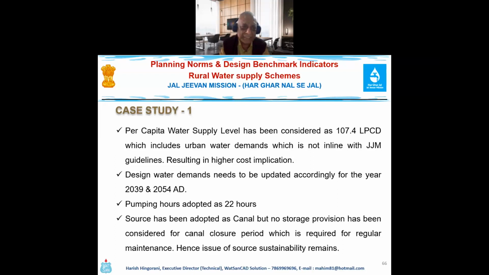Pumping hours have been kept continuous, no problem. The source of water has been adopted as a canal, but no storage provision has been properly considered for the canal closure period, which is required for regular maintenance. I think in the project it has been 1 or 2 days. In practice, we have seen that canal closure used to take place for more than 10 to 12 days even. So this is a source sustainability issue in this project.